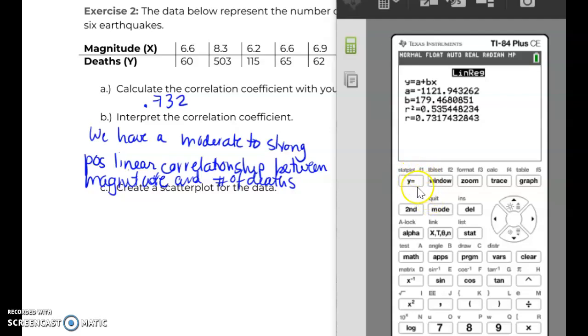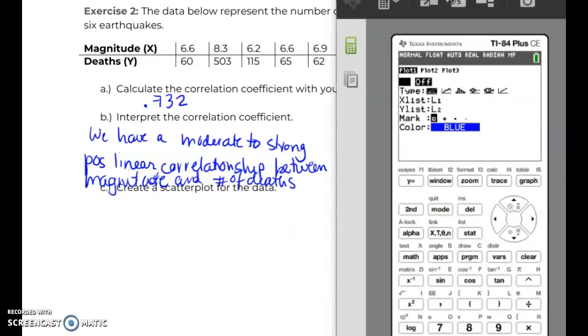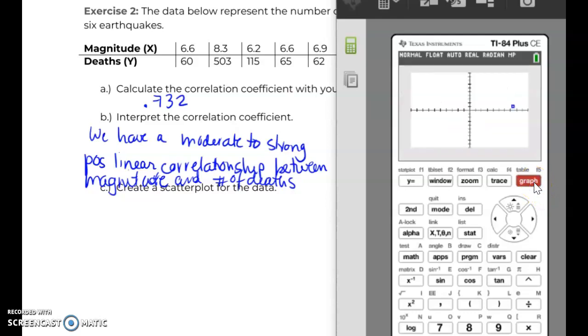So our stat plot, above the y equals, it says stat plot. So we're going to click second, the y equals. We're going to turn on the first plot by hitting enter. So now it's highlighted at on. We want to use a scatter plot over here, which is our first type. So that's already highlighted. Our X list is L1, our Y list is L2. Our mark is either one of those dots, and we're simply going to hit graph.